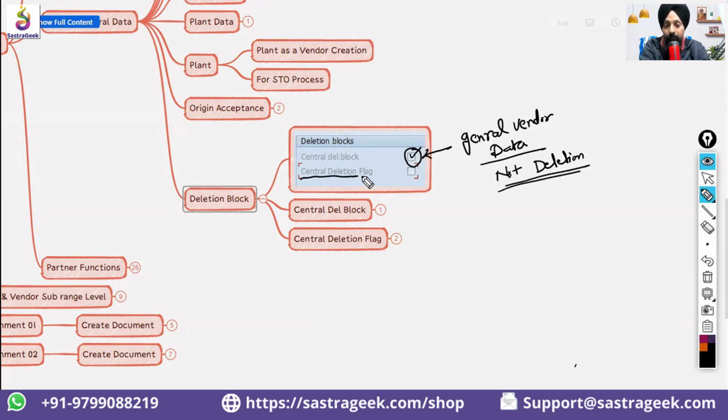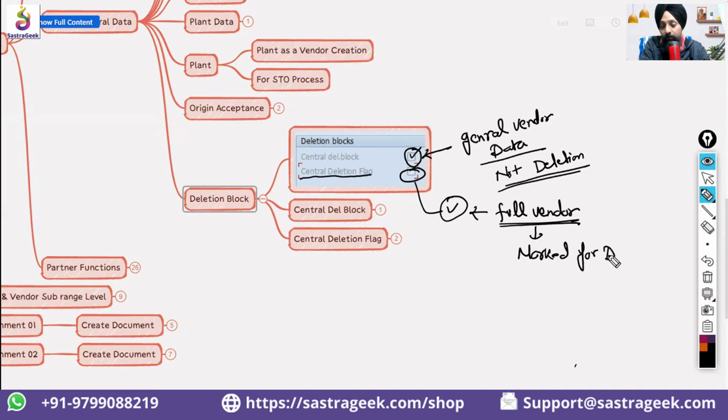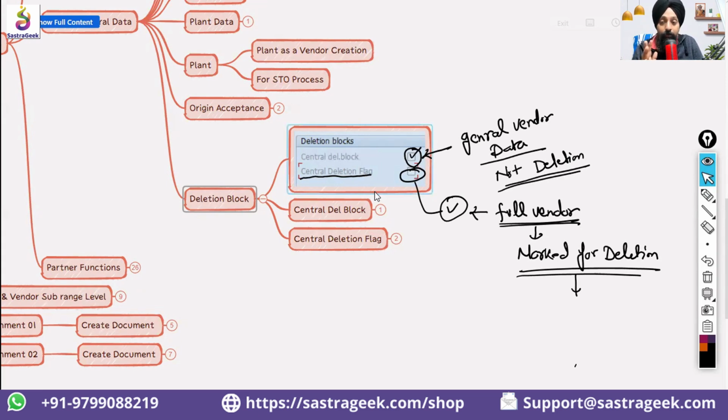Then we have another flag, central deletion flag. If you put the central deletion flag, then it is marked for deletion. The full vendor, all data in this vendor is marked for deletion. When it is marked for deletion, when the actual deletion is going to happen, the mark for deletion indicator would be there at multiple places in your multiple sets of data.